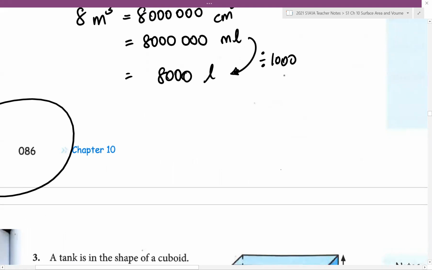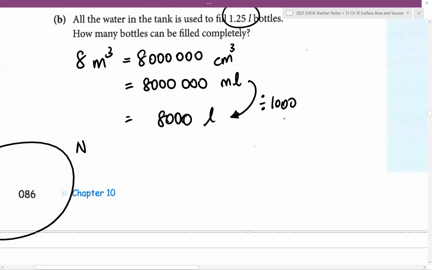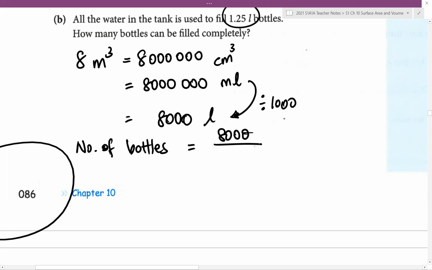Turns out that huge amount of water was 8,000 liters. And we're going to divide that 8,000 liters into little 1.25 bottles. So how many of such bottles will we require? Number of bottles will be 8,000 divided by 1.25. Do you have an exact number? We get 6,400 bottles.